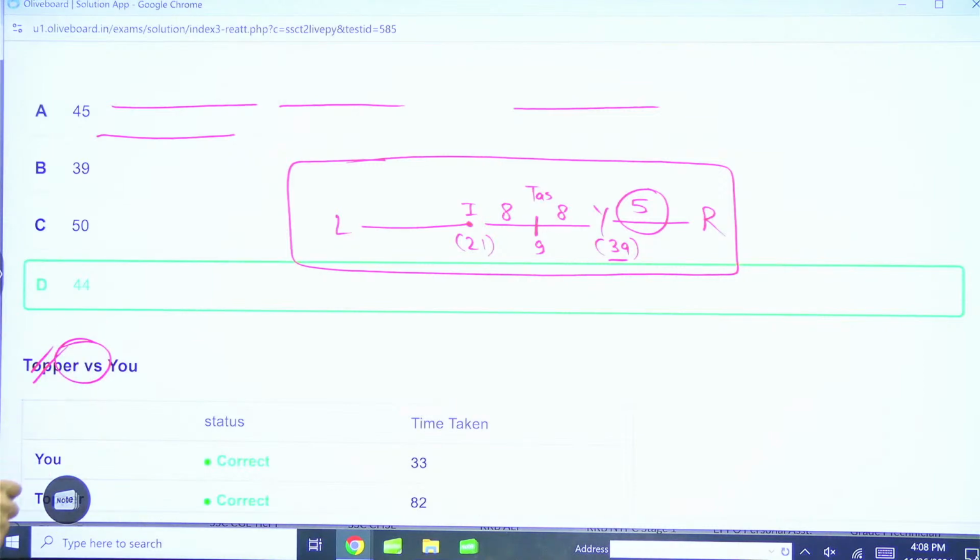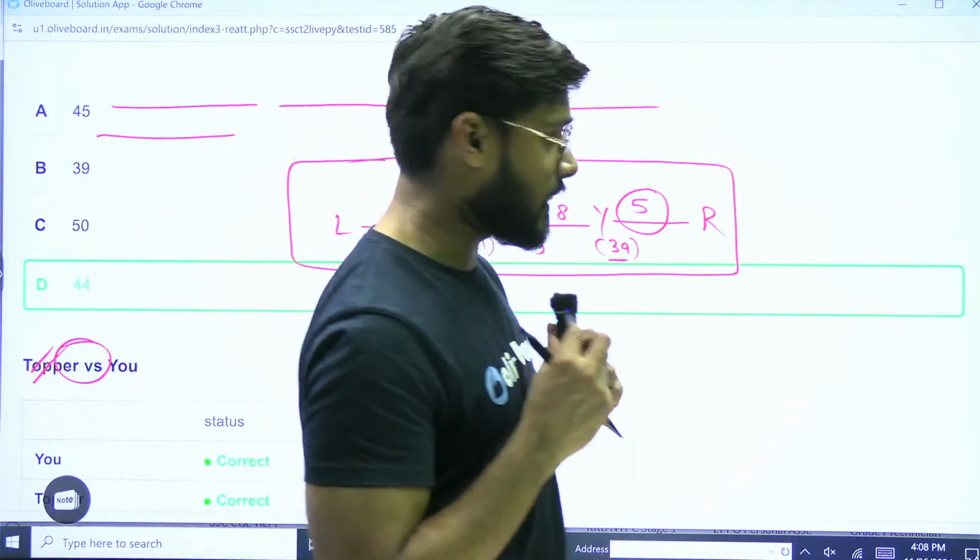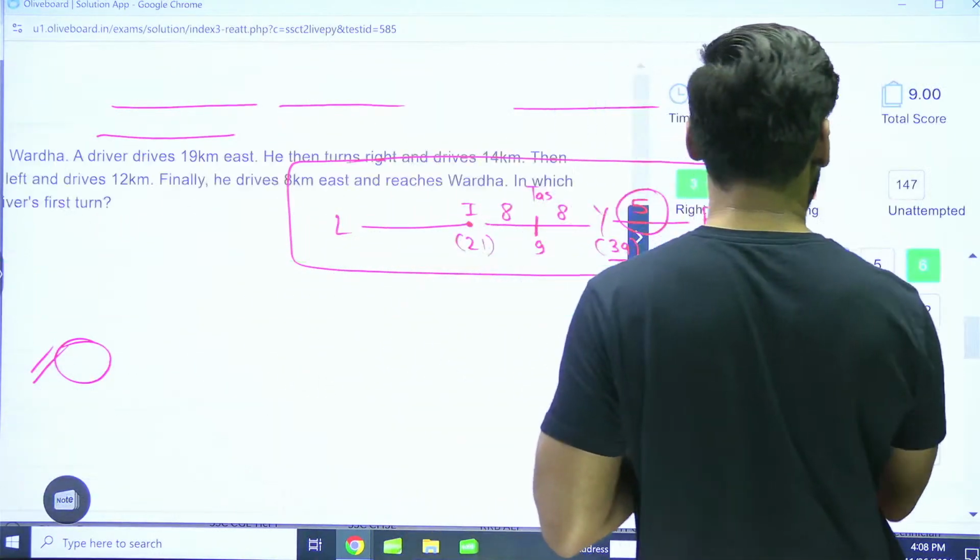Yes, it turns into green. It means we have done right. Let's move on to the next, fourth question.